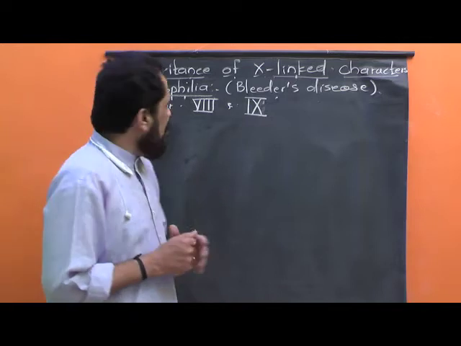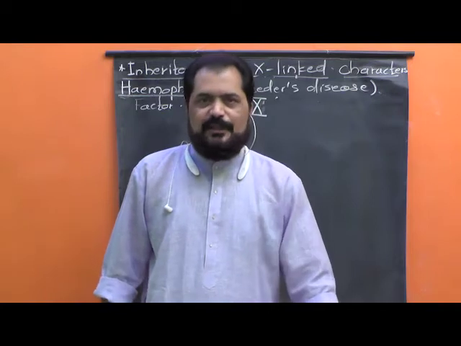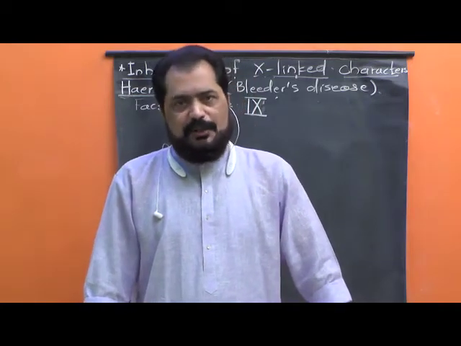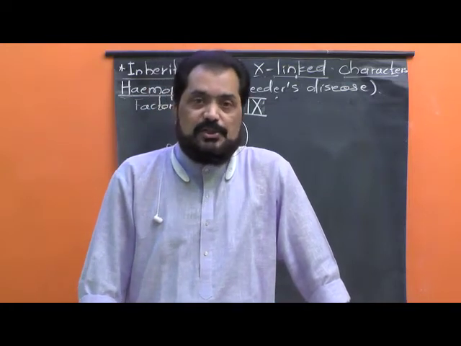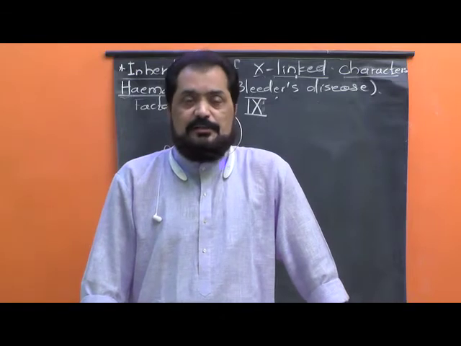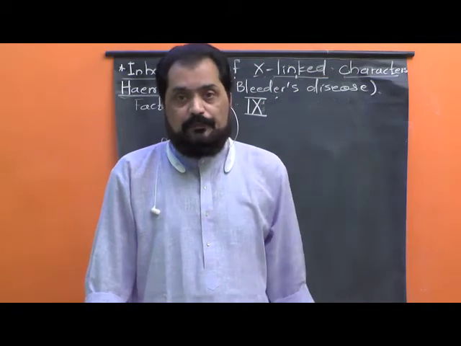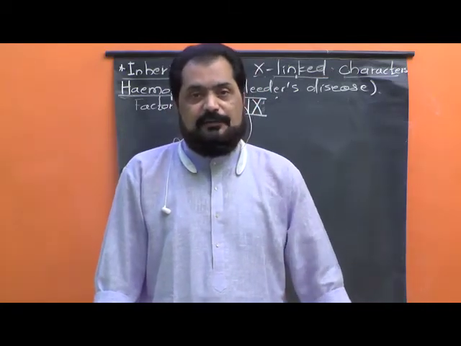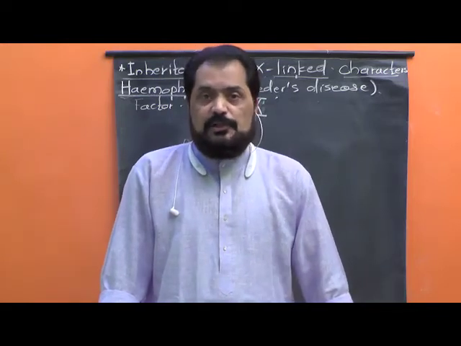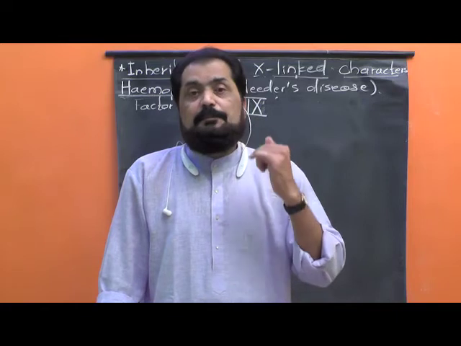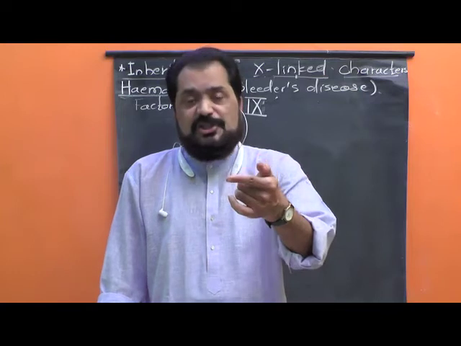Let me tell you, this hemophilia, this bleeder's disease is also called the royal disease. It is also called the royal disease because it is found in so many different royal families of England, Russia, Germany, Spain. England's Queen Victoria, who ruled from 1837 to near about we can say 1901, she had also this hemophilia, and she passed on that trait of hemophilia in 3 out of 9 children.